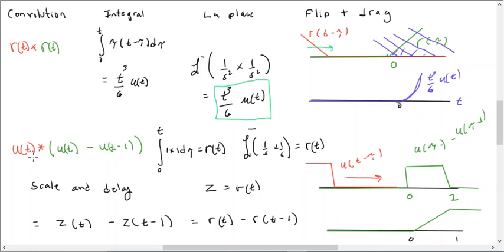Now let's do a step convolved with a rectangle. At this point, we use our composite function, where the simple function is just step convolved with step, which is a ramp, and then we scale and delay as needed. So we get ramp minus delayed ramp. Now what does that look like?